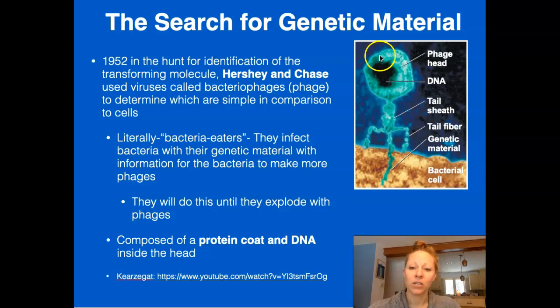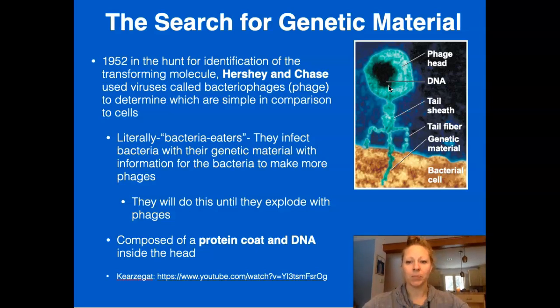And a bacteriophage is composed very simply of two things: a protein coat, so the head of this phage right here is a protein coat, and a nucleic acid in the center of it. And so these are the two types of molecules that scientists were arguing about, whether which one was the transforming molecule.